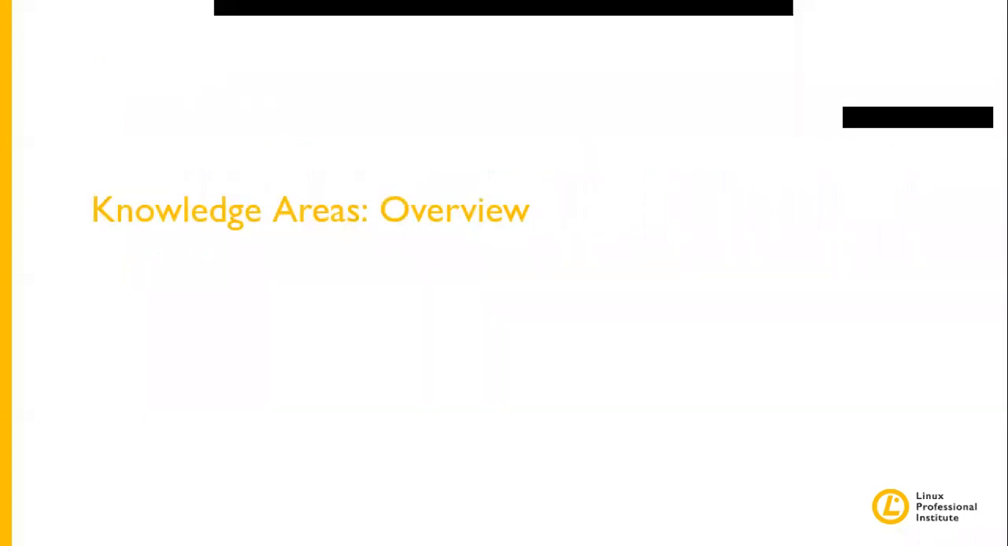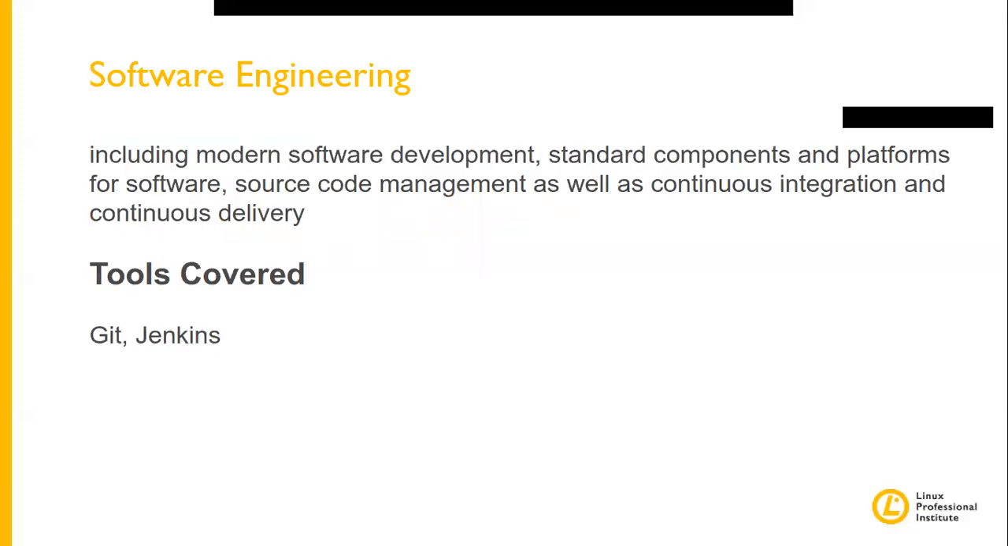All right, so now I'm going to go into what's actually on the exam objectives. So first, high level, software engineering, that includes modern software development, standard components and platforms for software. Now, what does that mean? Can anyone give an example of a standard component or platform for software?